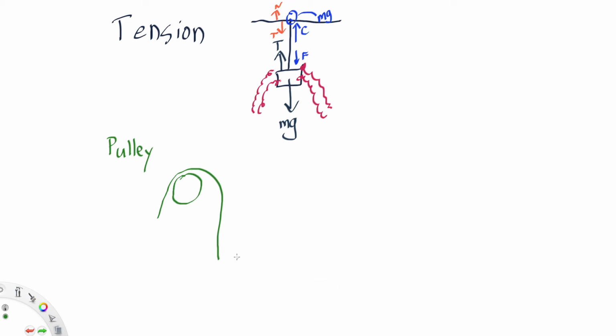Another kind of problem that gets used a lot is the Atwood machine. So we have a pulley, a rope, and a box on either end of the rope. The first box has a mass of M1, the second box has a mass of M2, and M1 is bigger than M2. So the question is, at what rate is box 1 falling or box 2 ascending?